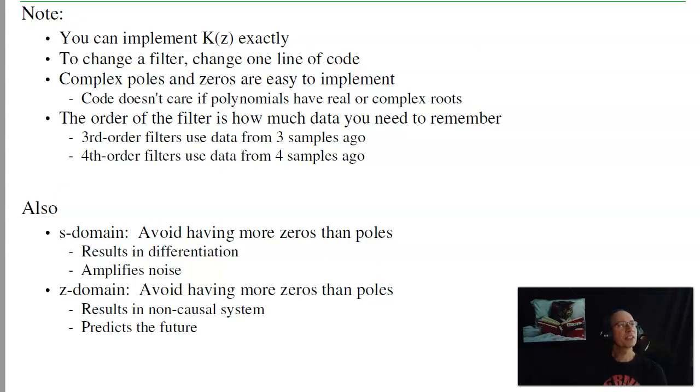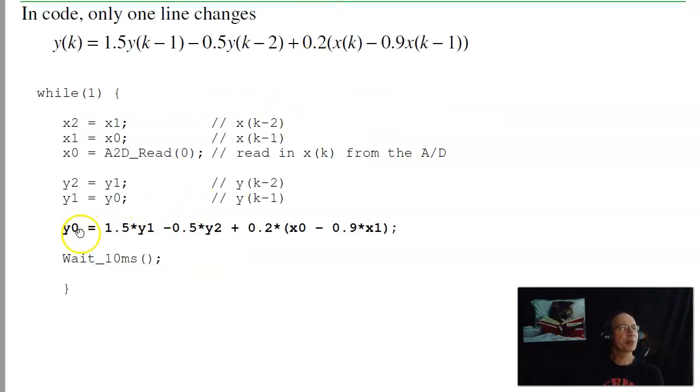A couple things to note. I can implement a compensator in the z-plane exactly. There is no approximation. That's why I like the z-plane. If I want to change the filter, just change one line of code. Everything else in this program stays the same. Change that one line of code, I can have a new filter, be it a PID, lead, lag, you take your pick.